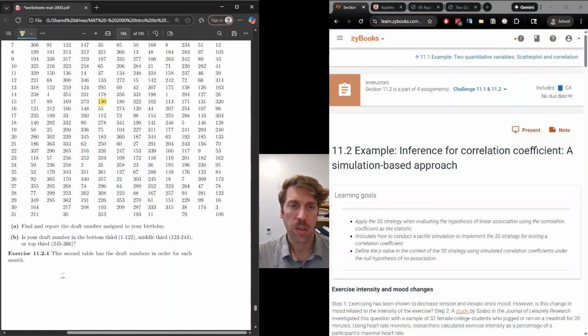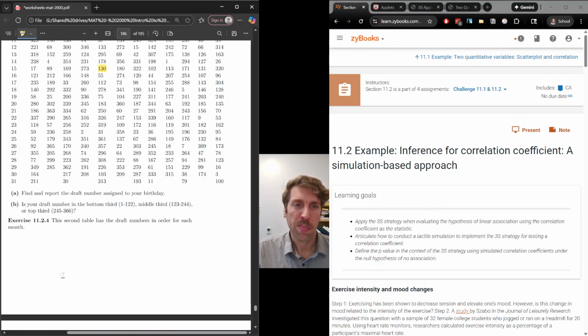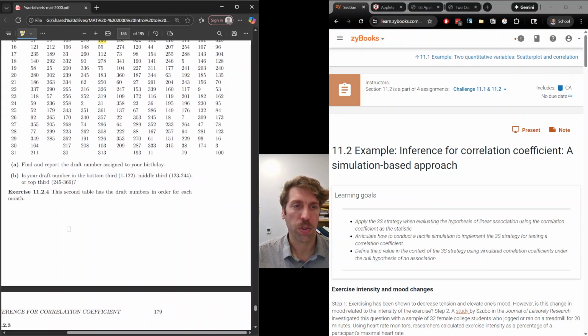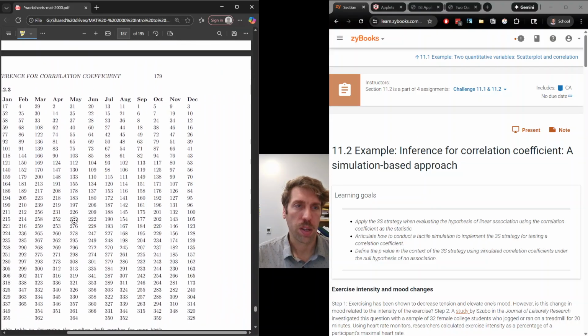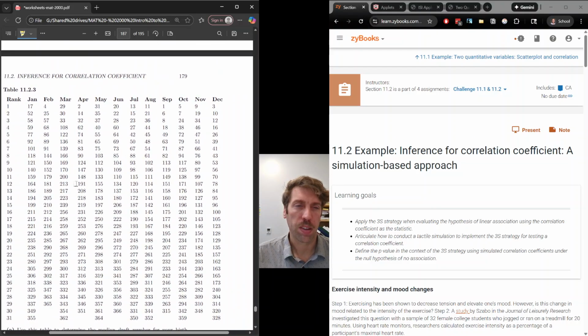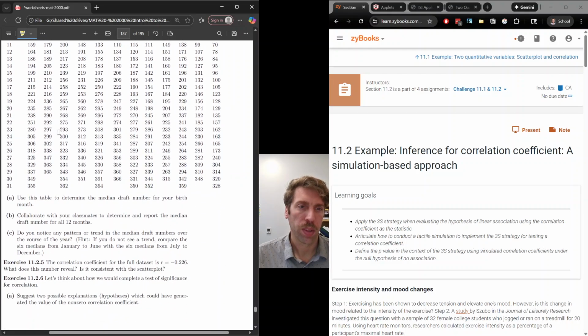The second table has the draft numbers in order for each month. So this ranks them in order for each month. For instance, this is the draft numbers for May, the draft numbers for February, the draft numbers for January. Use this table to determine the median draft number for your birth month.